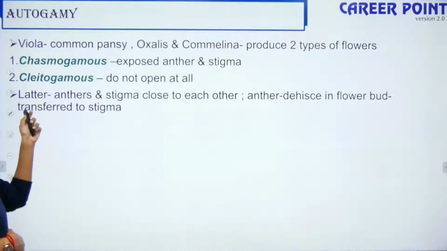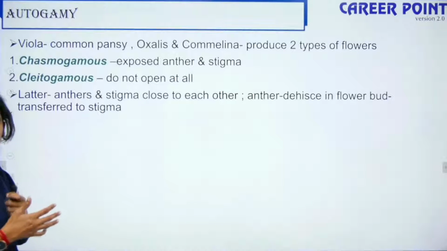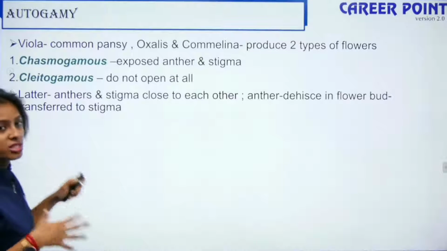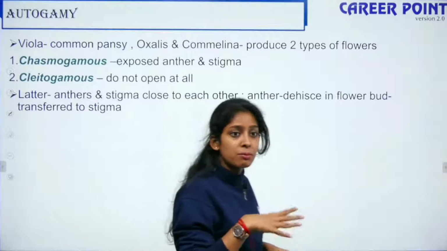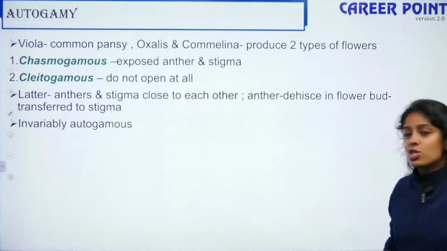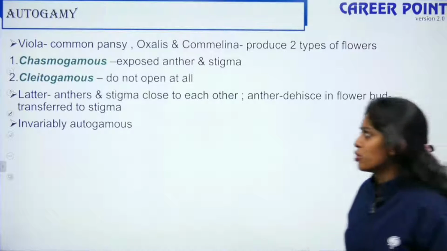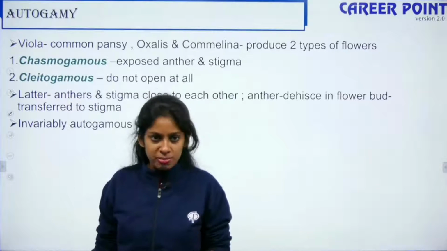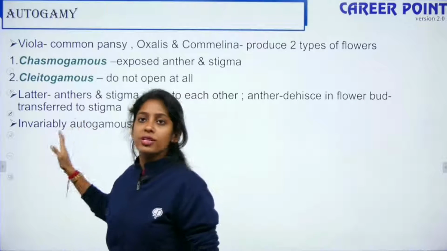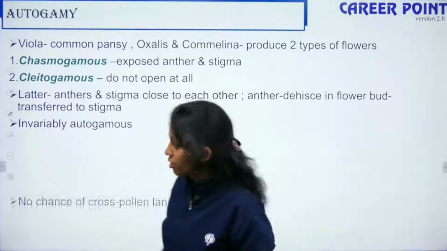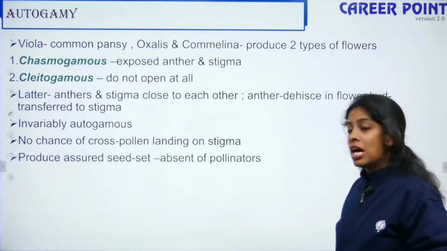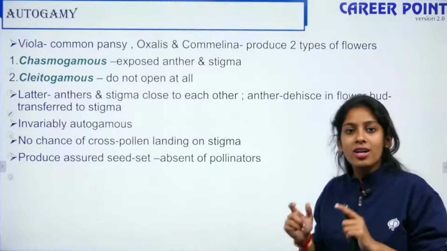So in cleistogamous flowers, anthers and stigma lie close to each other. The anthers dehisce in the flower bud and transfer pollen to the stigma. So everything happens in the bud stage itself, right? So this is invariably autogamous. Whatever you do, cleistogamous flowers cannot take cross-pollination. What has to happen is only self-pollination, right? There's no chance of cross-pollen landing on the stigma. So this ensures assured seed set.